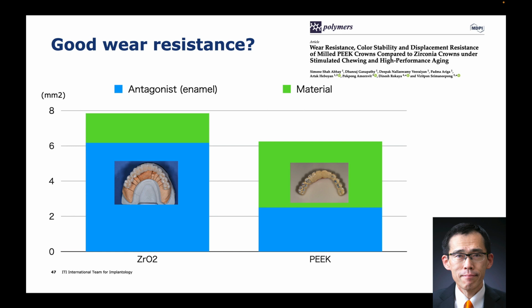In this paper, Abu Hai reported that PEEK does not wear enamel as an antagonist more than zirconia. You can see a blue space. In terms of the material itself and as an antagonist, PEEK is considered to be a more ideal prosthetic material as there is less reduction in vertical dimension compared to zirconia. PEEK is better than zirconia, I think.